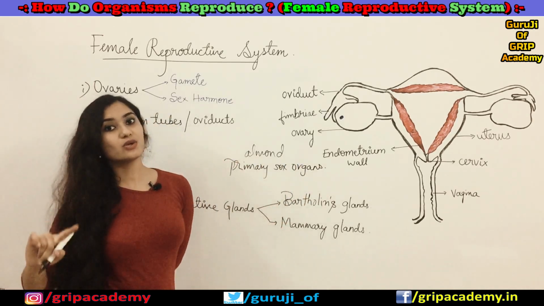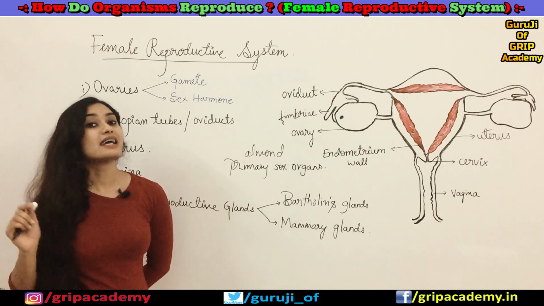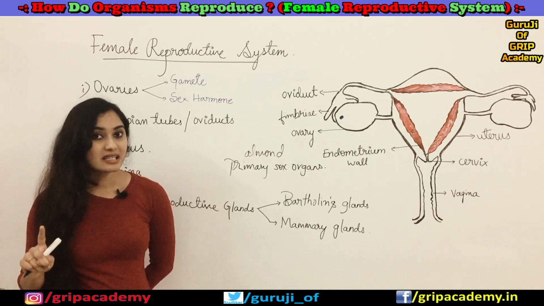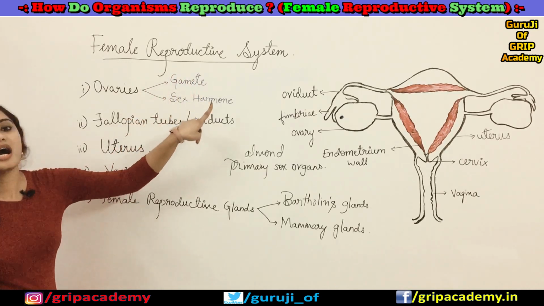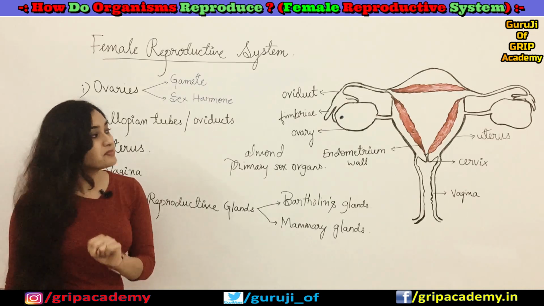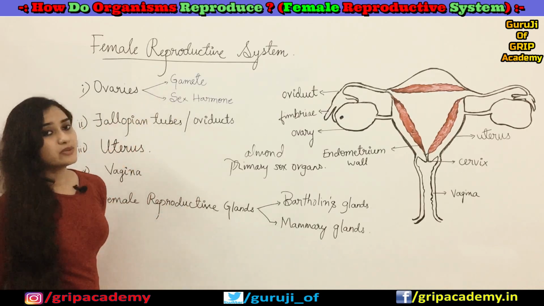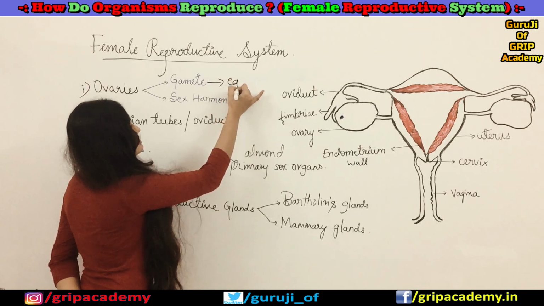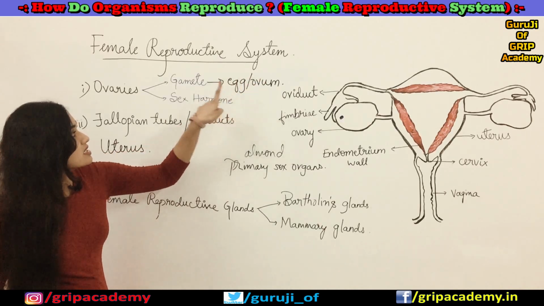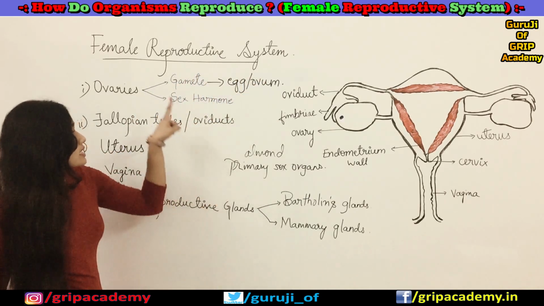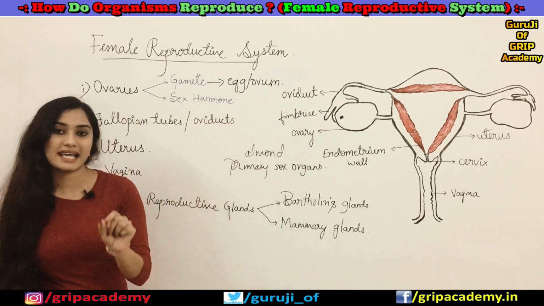In the previous video we had discussed that if an organ is declared to be a primary sex organ, it has two main functions. One is that it produces a gamete, and second is that it produces hormones, nothing but sex hormones. So in human females, the ovaries produce what? Egg cells, also called ovum. This is nothing but the female gamete. So the ovaries produce a female gamete and we call that ovum or egg cell.